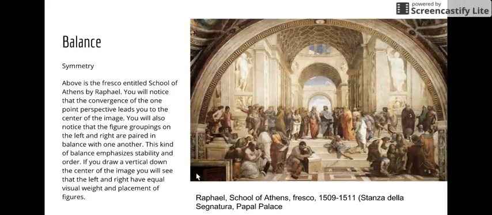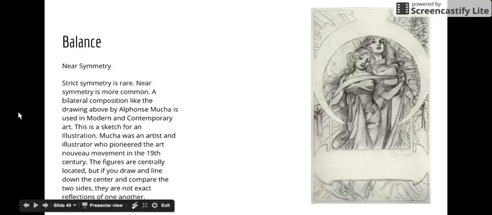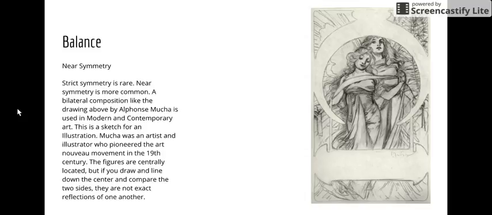This symmetry really becomes, in terms of art history, used in the Italian Renaissance. And this is the perfect example of that. So, as I said, we have symmetry and near symmetry, and strict symmetry is rare. Near symmetry is much more common. A bilateral composition like this drawing above by Alphonse Mucha is used in modern and contemporary art, and this is the very beginning of modern art.